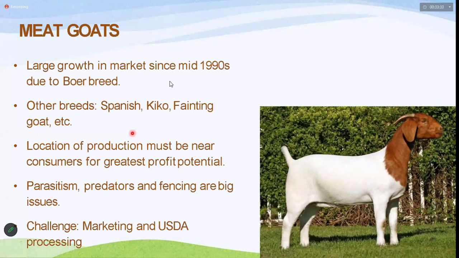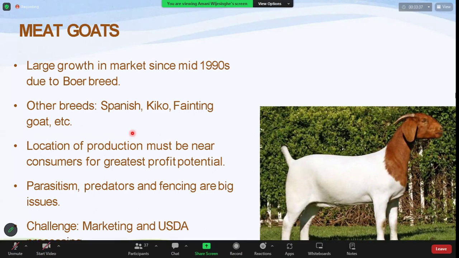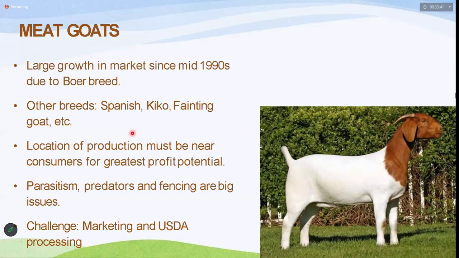The location of the production must be near consumers for greatest profit potential. Parasitism, predators, and fencing are the big issues for these animals. Parasitism, what is parasitism? Yes, because of this parasitism they get attacked.